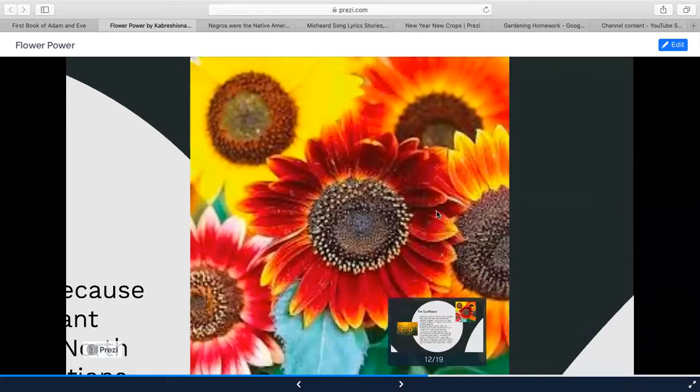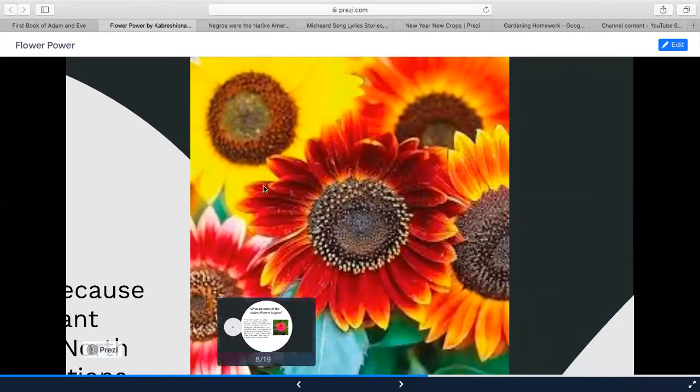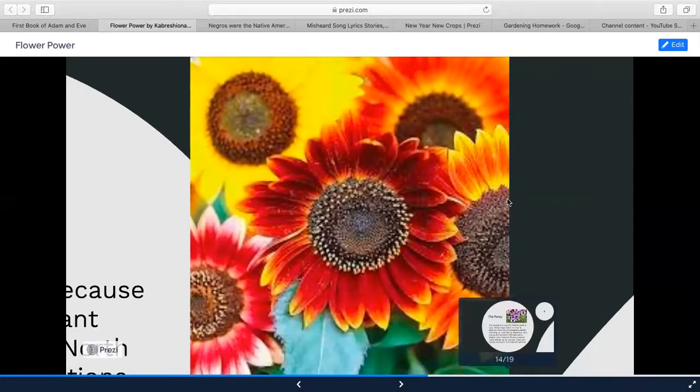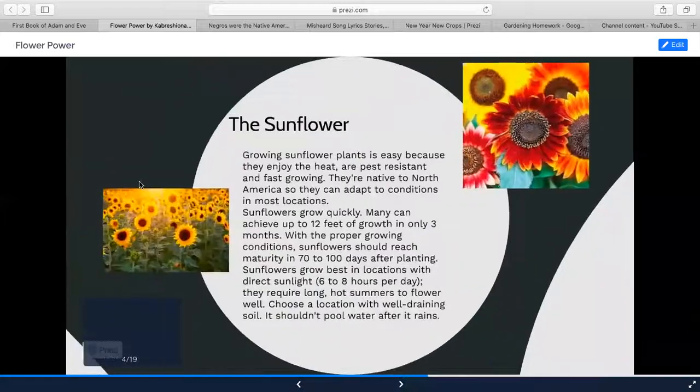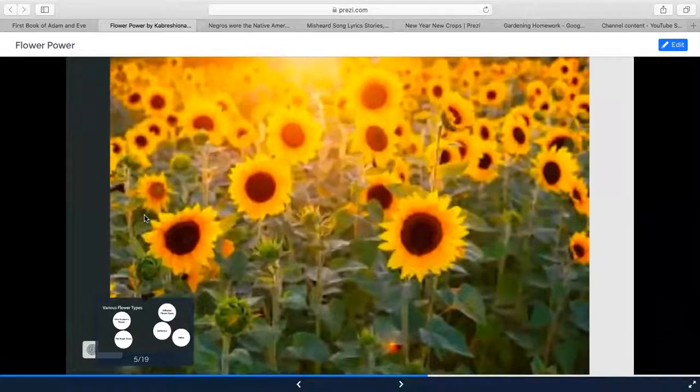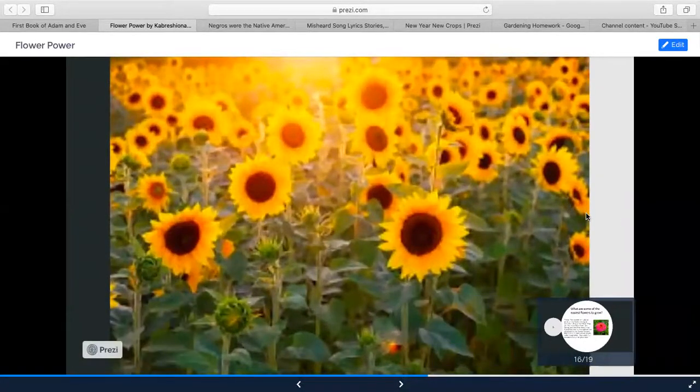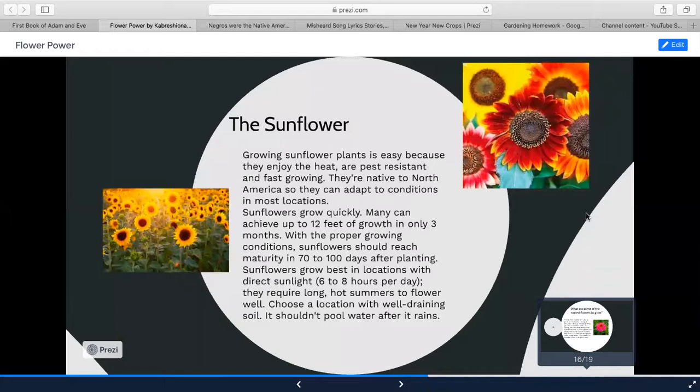These are 1, 2, 3, 4, 5 different types of sunflowers in one picture. Blows my mind. Then we have the standard gorgeous ones, right? Beautiful. I love sunflower seeds to eat them. Let's get to the facts though.